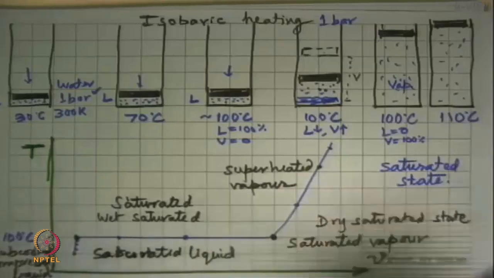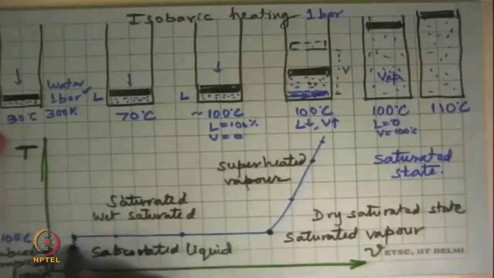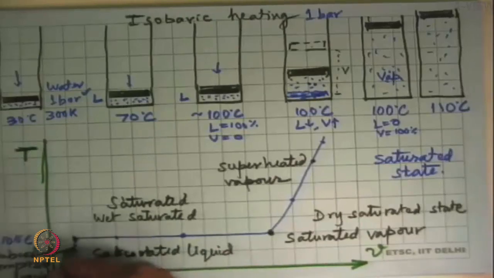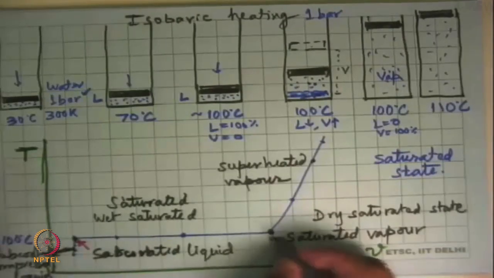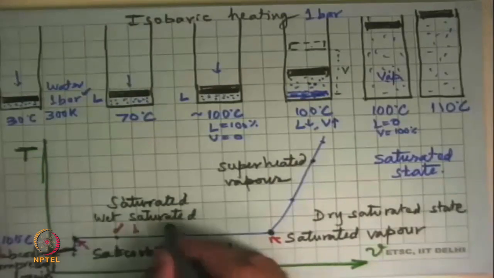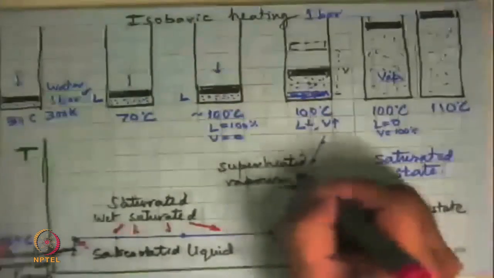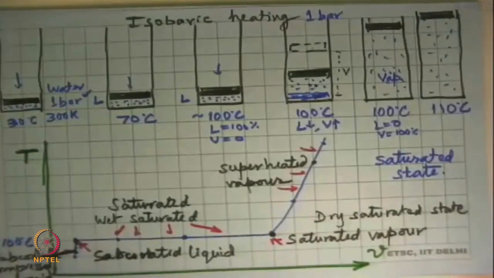So several important things have come out from this small discussion. These are all subcooled liquid or compressed liquid states. This point is the saturated liquid state. This point, the saturated vapor state. In between, all these are wet saturated states. And this point, all these are superheated vapors.